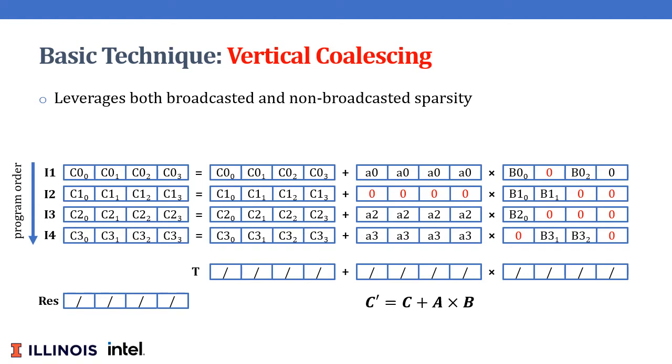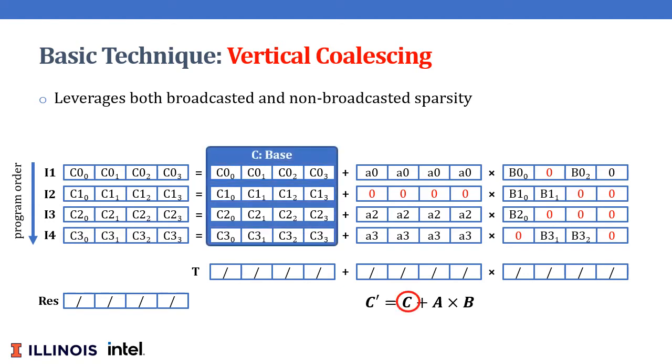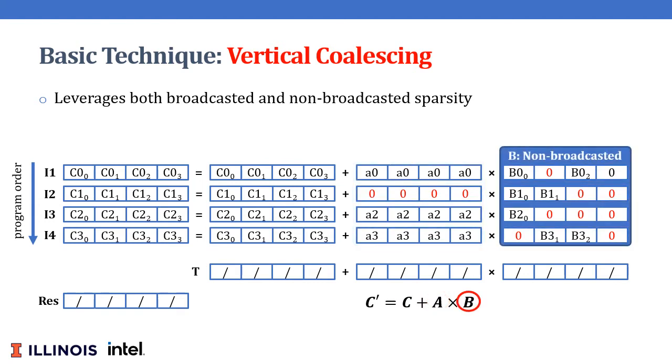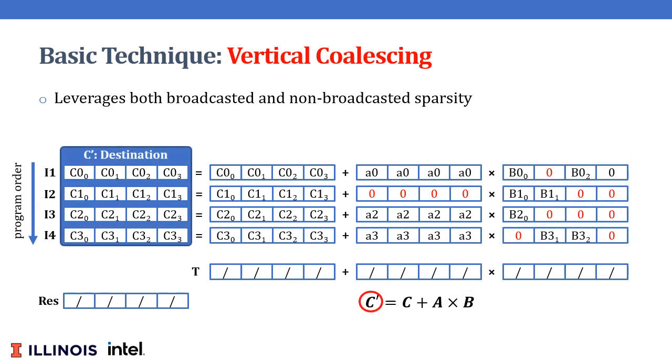On the right-hand side, we have the accumulation base C, the multiplicand A that contains broadcasted values, and the multiplicand B that contains non-broadcasted values. Note that SAVE does not require one of the multiplicands to hold broadcasted values. We fill the multiplicand in this way only to reflect the typical usage in GEMM workloads. The left-hand side is the accumulation destination C'.